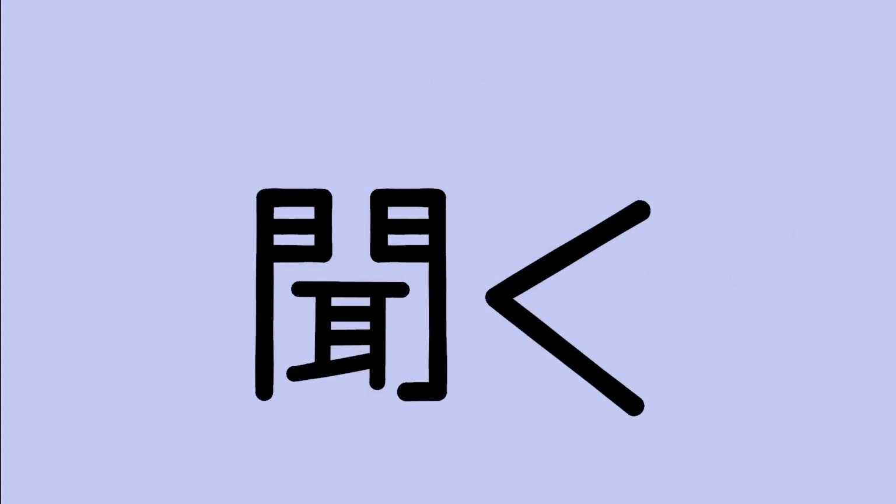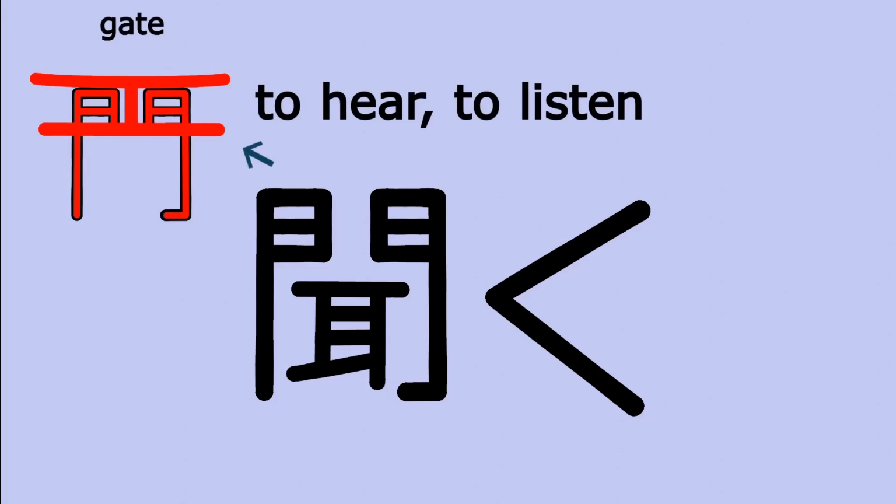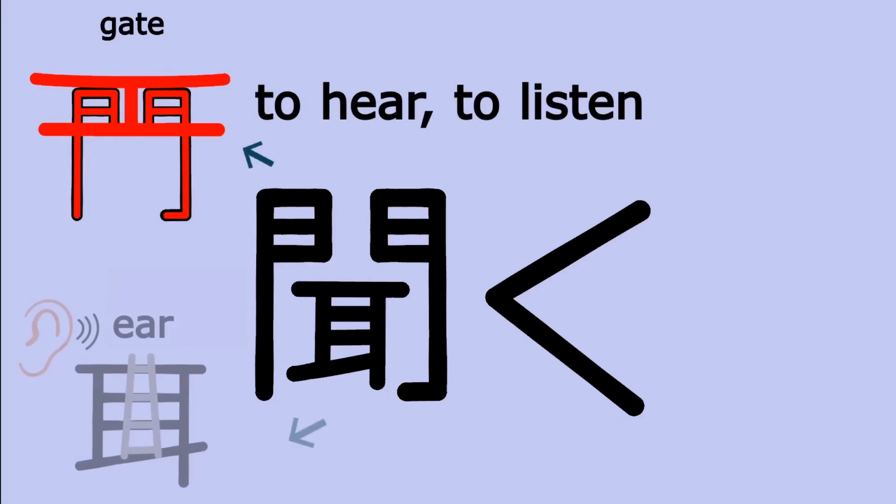To the right side, we have the hiragana for ku, and to the left, we have the kanji for to hear or to listen. And as you can see, it includes the previous kanji for gate, with the addition that it also has the kanji for ear in the middle. We have mentioned the ear kanji in lesson number 3. And in combination, we have the ear and the gate, and together we get to hear or to listen.